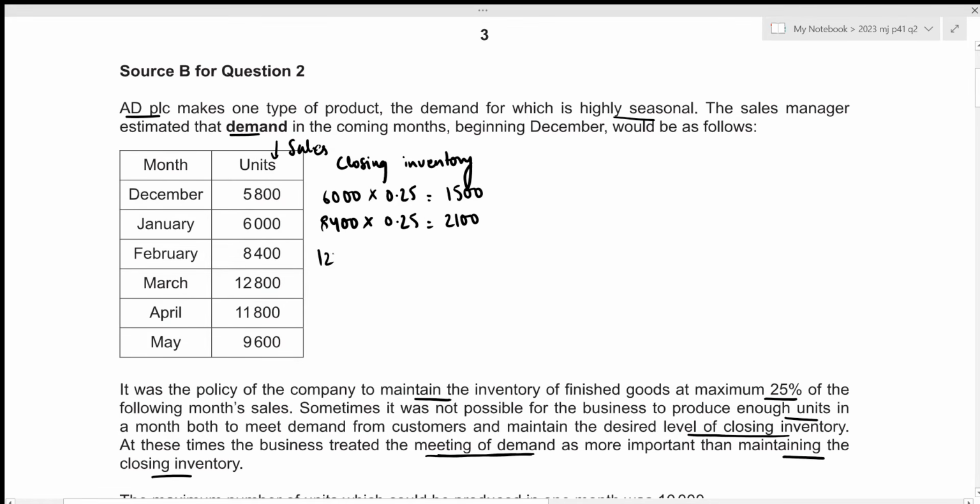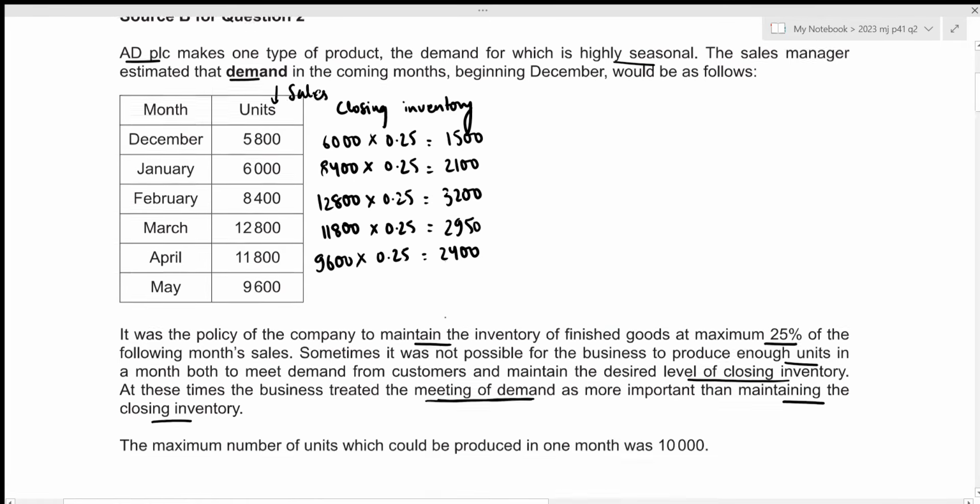For March, that's 12,800 times 25%, which results in 3,200 units. And for April, that's 11,800 times 25%, which results in 2,950 units. And for April, that will be 9,600 multiplied by 25%, which results in 2,400 units. Okay, so this is the ideal closing inventory based on the assumption that it should be at a maximum 25% of the following month's sales.